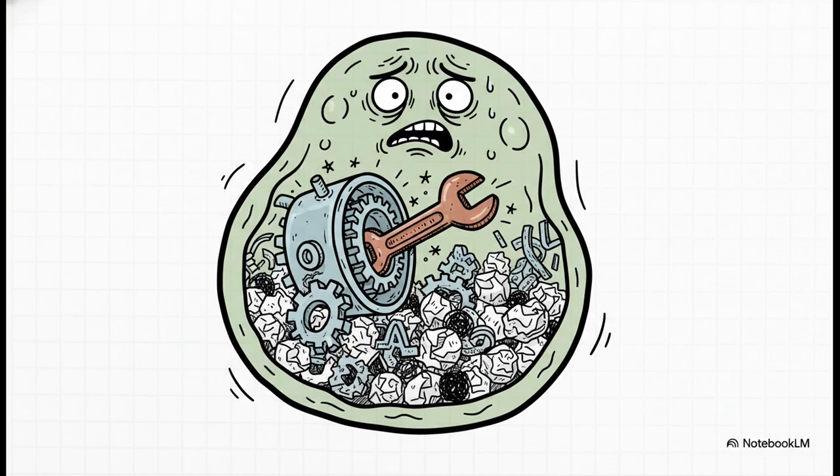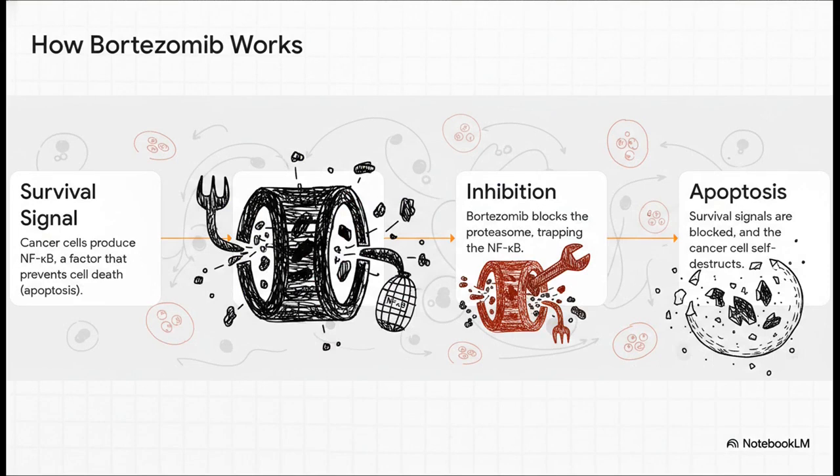Now for another really smart approach. Every cell, including a cancer cell, produces waste, proteins it needs to get rid of to survive. So, what if we could just jam the cell's garbage disposal system? What if we could make it choke on its own waste? And that is exactly how this drug, bortezomib, works. It's a proteasome inhibitor. It literally jams the cell's garbage disposal unit.